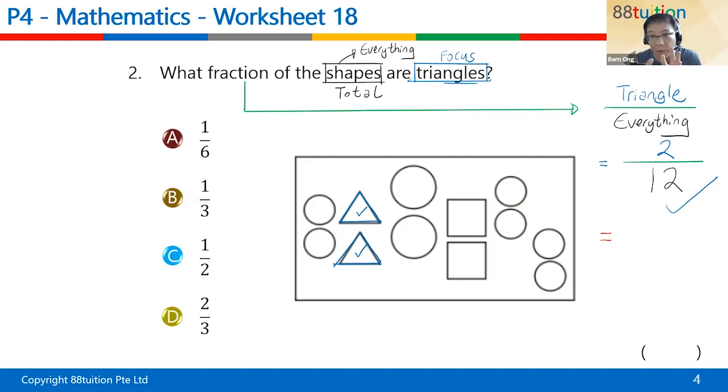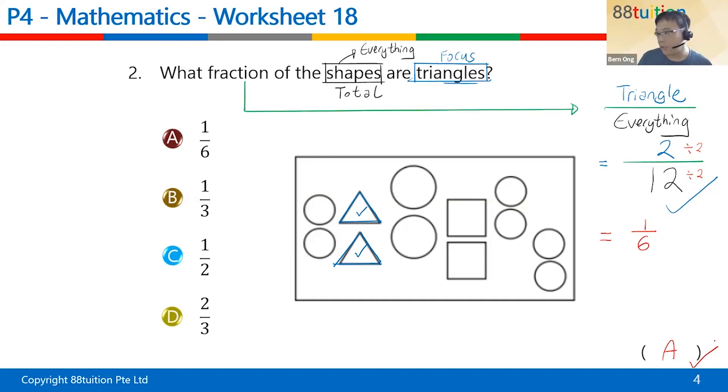All right. So default means it will return back to its original. So by default, you have to reduce to the lowest term. Cannot argue one. So 2 and 12 are both part of the 2 timetable. So divide by 2, divide by 2. And your answer is 1 over 6. Can you see? Therefore, your answer is A. Ding, ding, ding, ding. Is that okay?